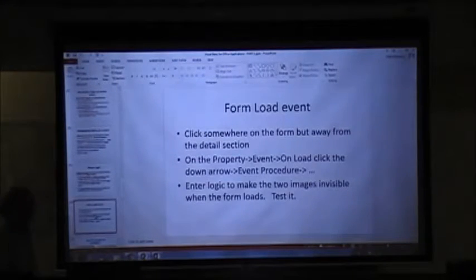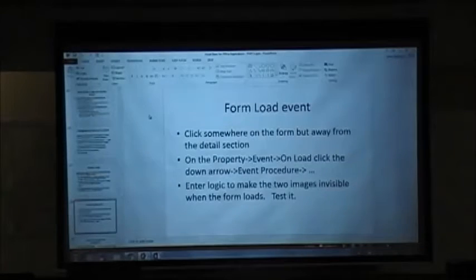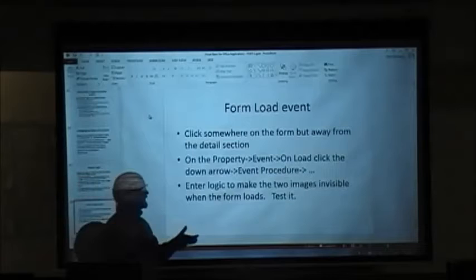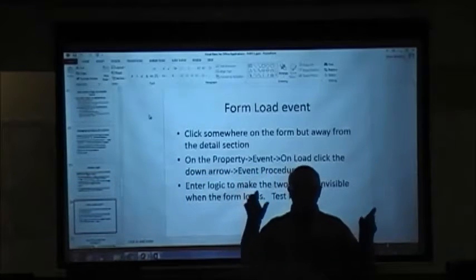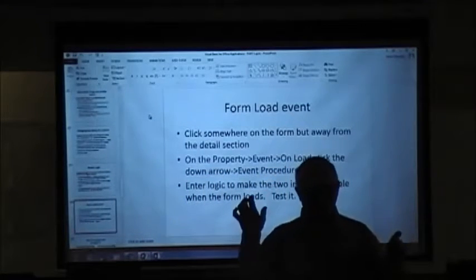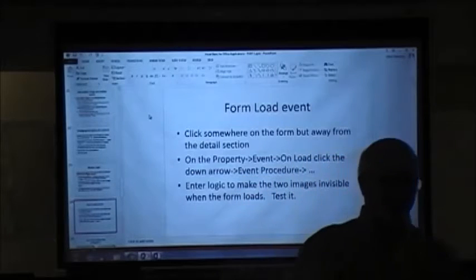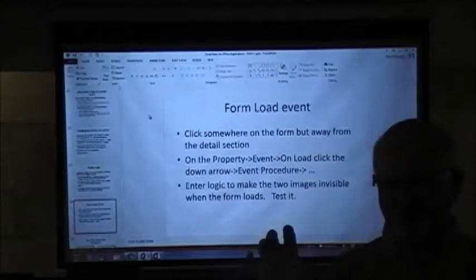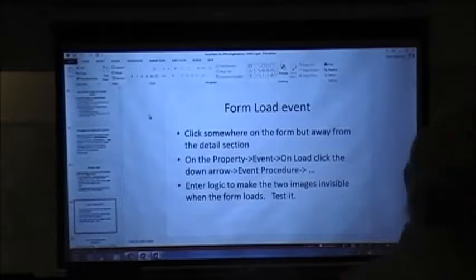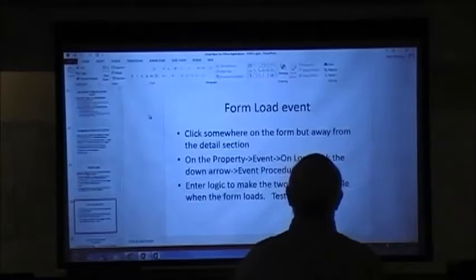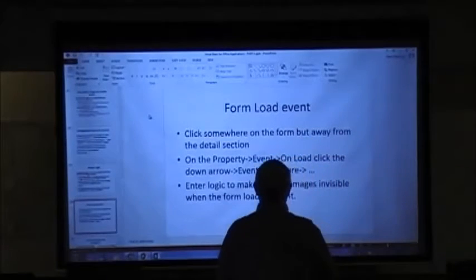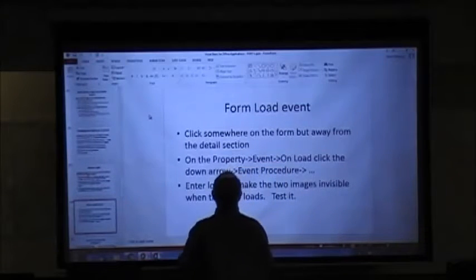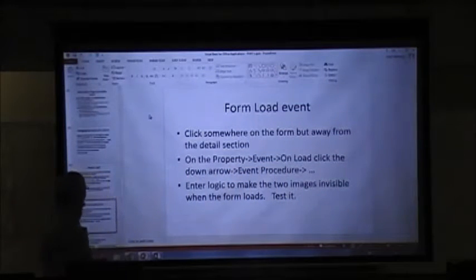Form load event. The problem is, when I run this, I want both images to be invisible. So I'm going to use what's called the form load event. When you first run the form initially, I don't know if you guys learned about initializing stuff at the top of your program. Anytime you do a counter, you always have to initialize it to 0. Well, this is the case where we want to initialize the form such that both images are invisible to start with.